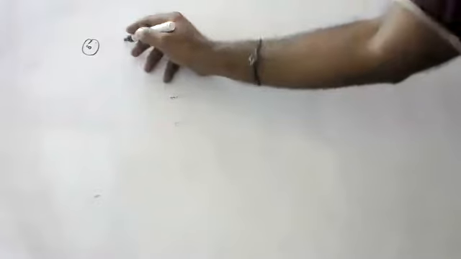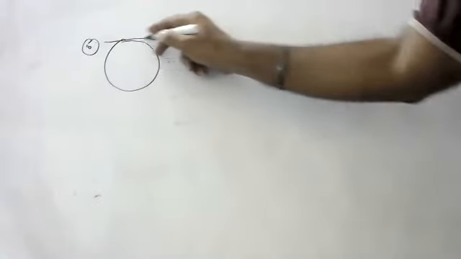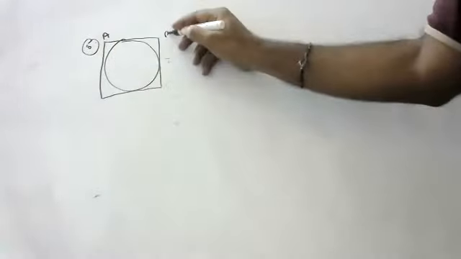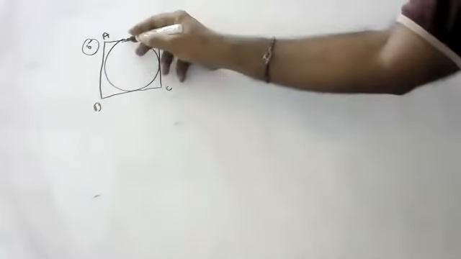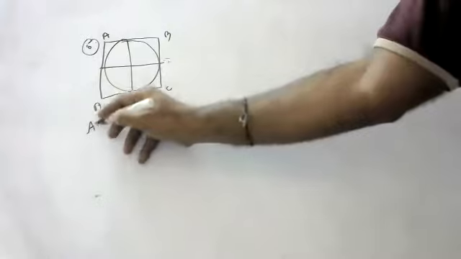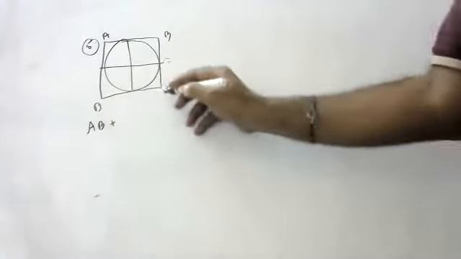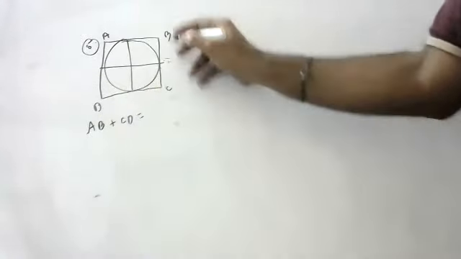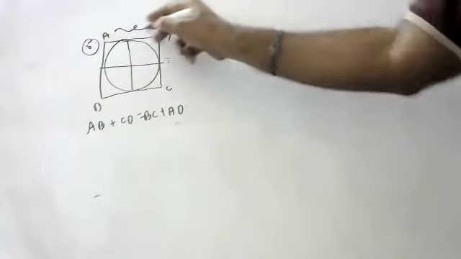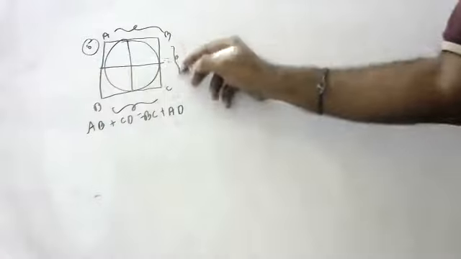Yeah, fifth question is: if the sides of a quadrilateral touch a circle, prove that the sum of a pair of opposite sides are equal. Please see here, this is quadrilateral ABCD. He's telling us to prove that AB plus CD is equal to BC plus AD. This is also very, very important.